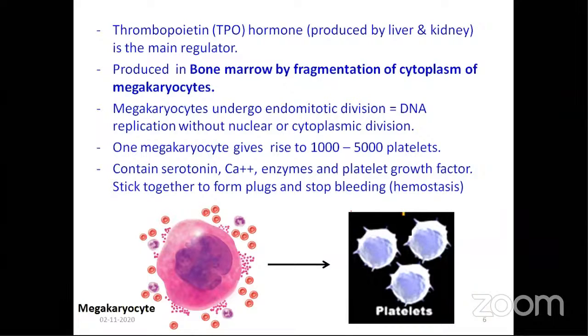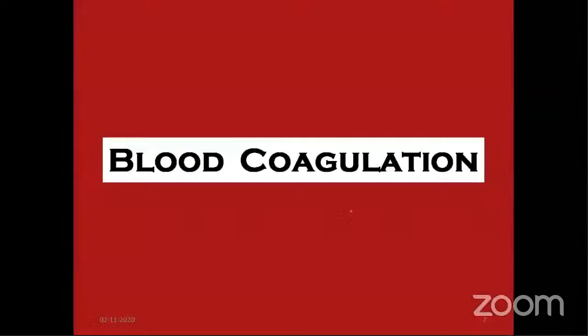Then there are certain enzymes, platelet growth factors, etc., which are required, and these are present within the granules of the platelets. Now, these platelets help in platelet plug formation by sticking together, and thereby they stem the flow of blood. They stem the loss of blood, that is, they stop the bleeding, and this process of arrest or cessation of bleeding is called hemostasis.